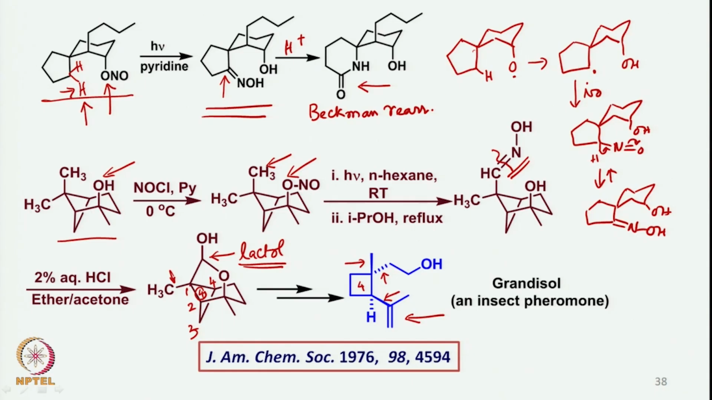And this is a molecule known as grandisol, which is an insect pheromone that has been synthesized by using this Barton's photolytic reaction of functionalizing at the unfunctionalized carbon atom. So basically it was dependent on the functionalization of this particular molecule at this methyl group at an unfunctionalized carbon.